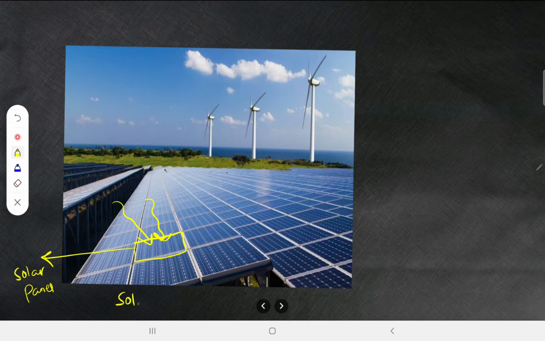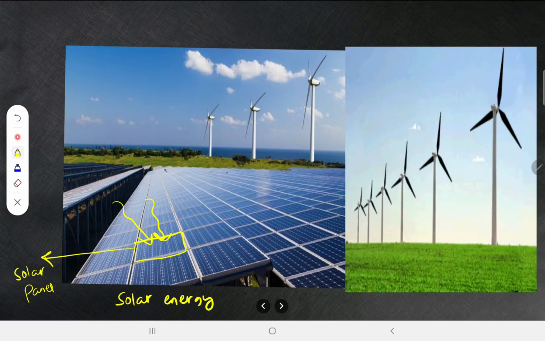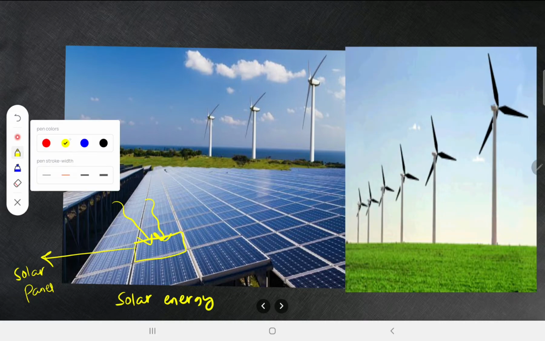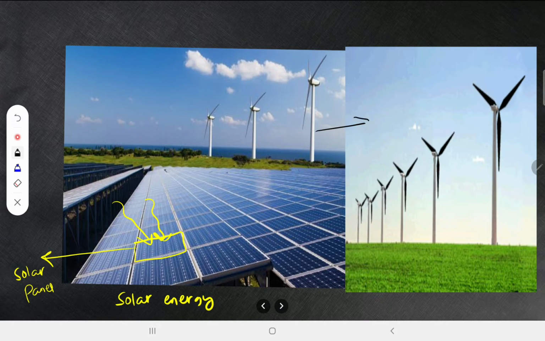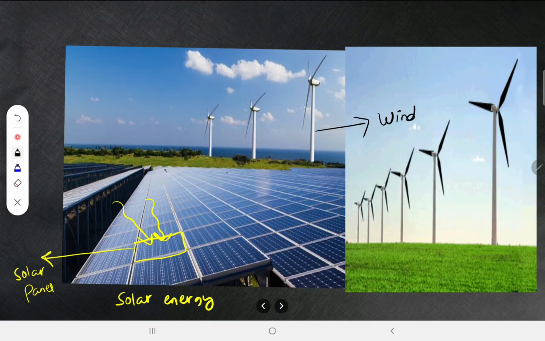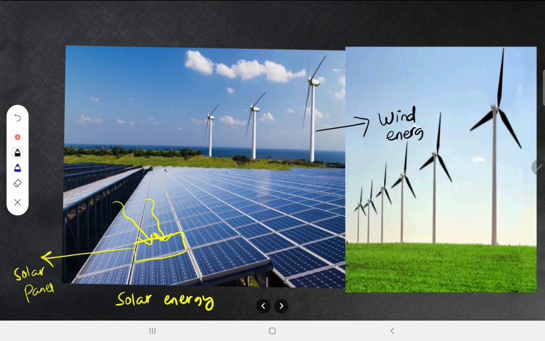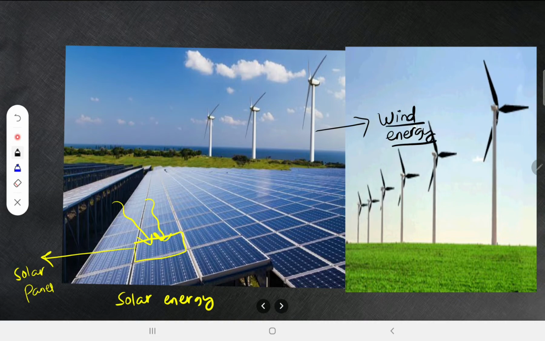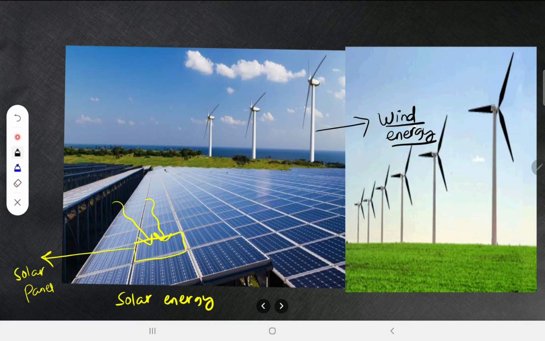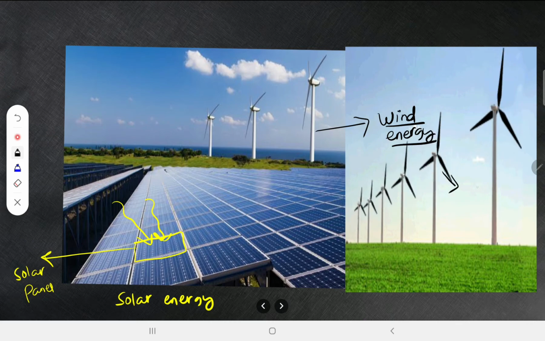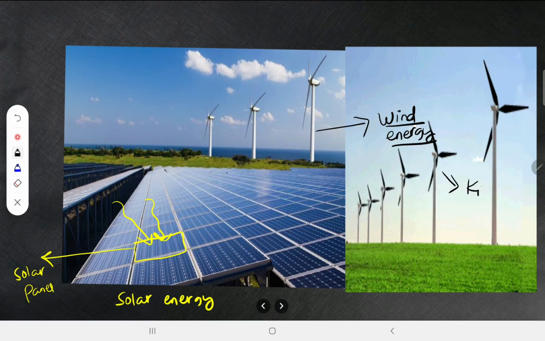So one type of energy is solar energy. Okay. And one more thing you can see here. Here also you can see these wind fans. So don't you think wind energy is also one type of energy? Because of that wind energy, these blades, these fans, are rotating. The energy due to rotation is called kinetic energy.